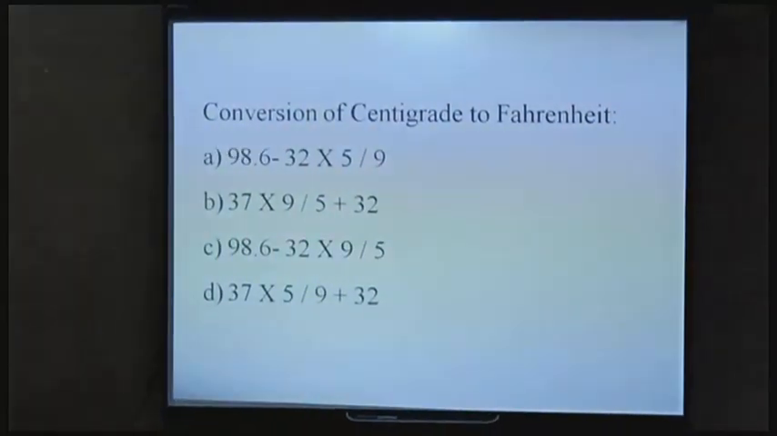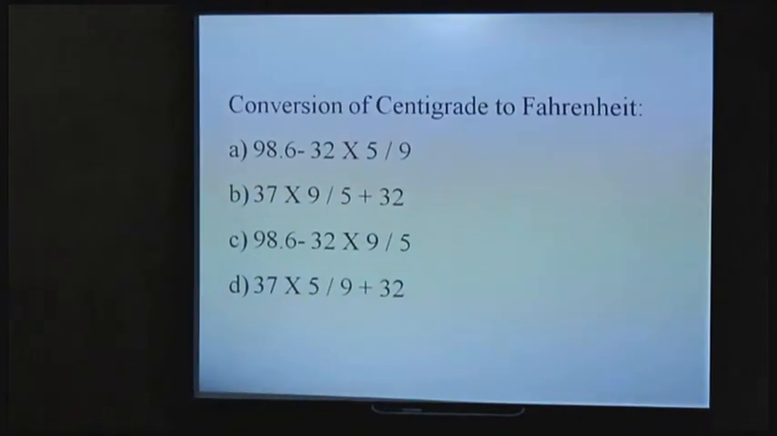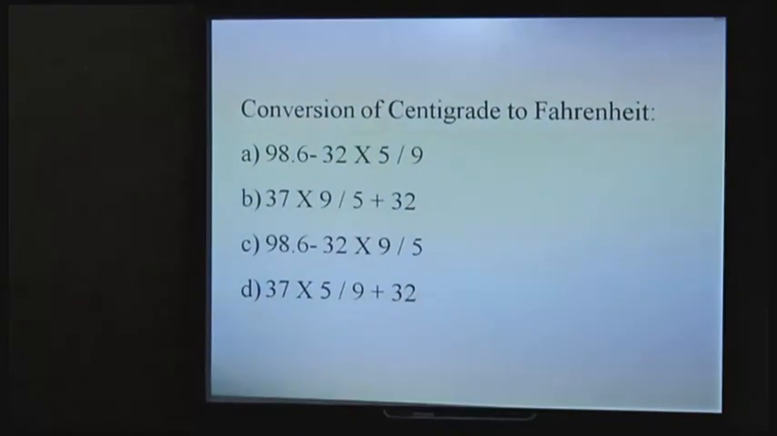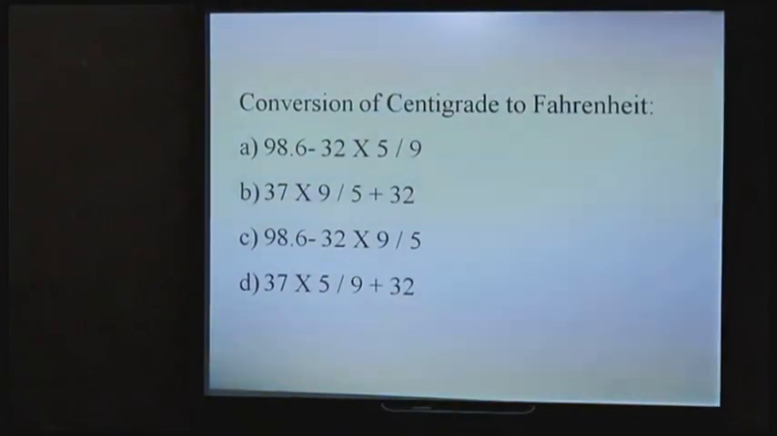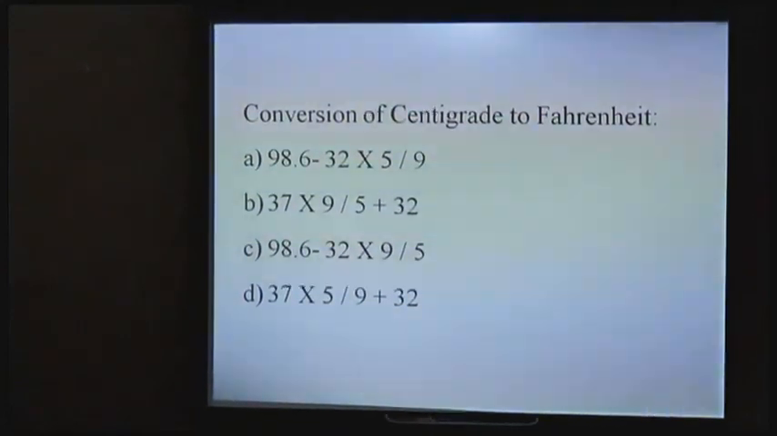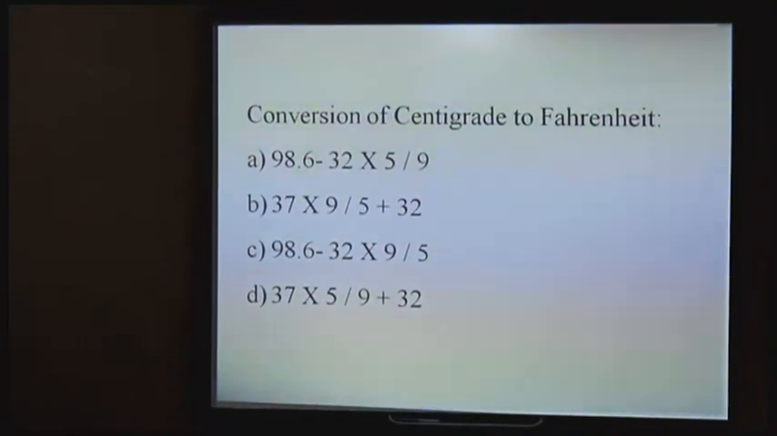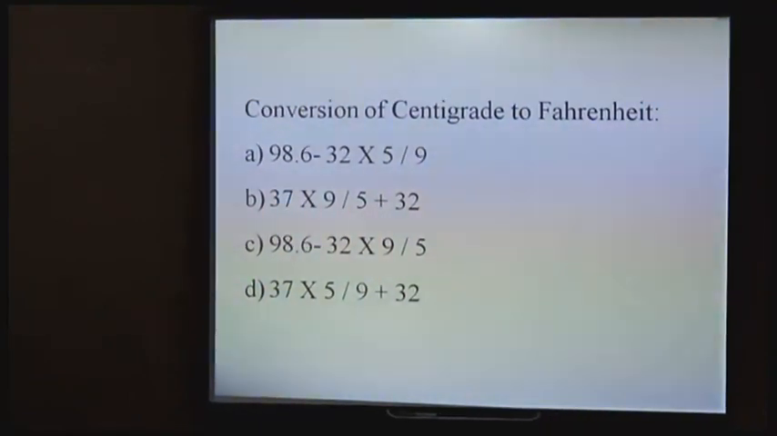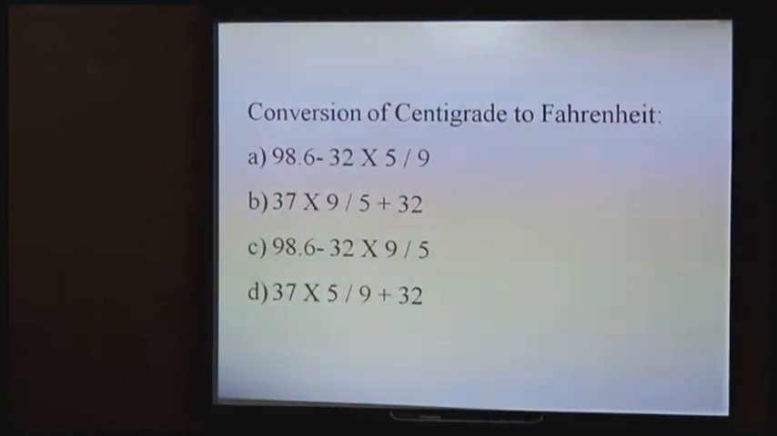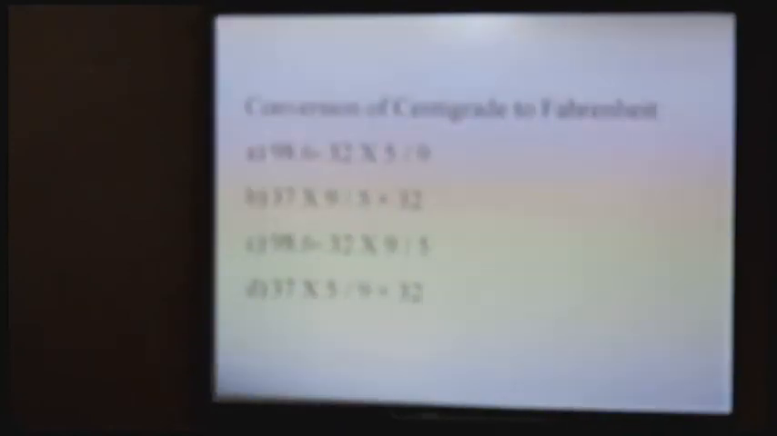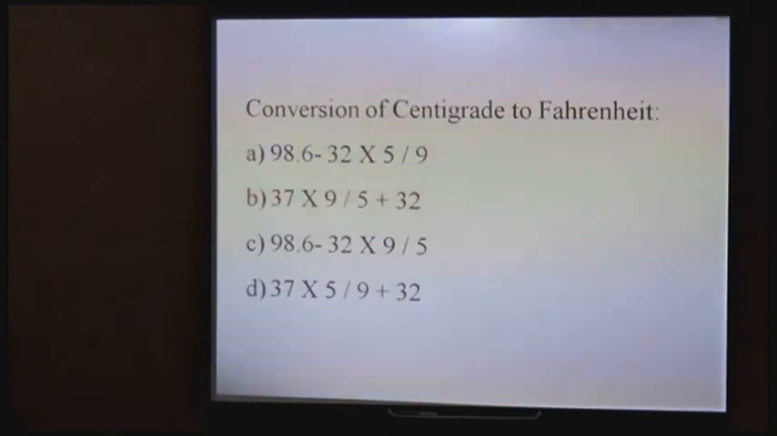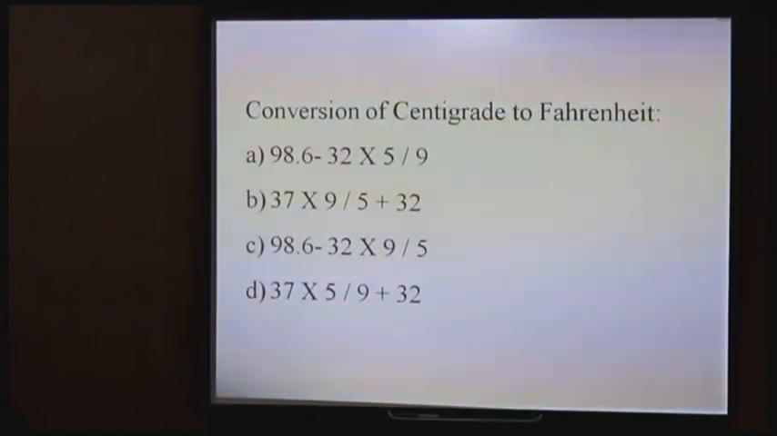All right. Conversion of centigrade to Fahrenheit is... So what is the normal human body temperature? 37 degrees Celsius. So what is the Fahrenheit counterpart? 98.4 degree Fahrenheit. Okay. So how do they do the conversion between centigrade and Fahrenheit?